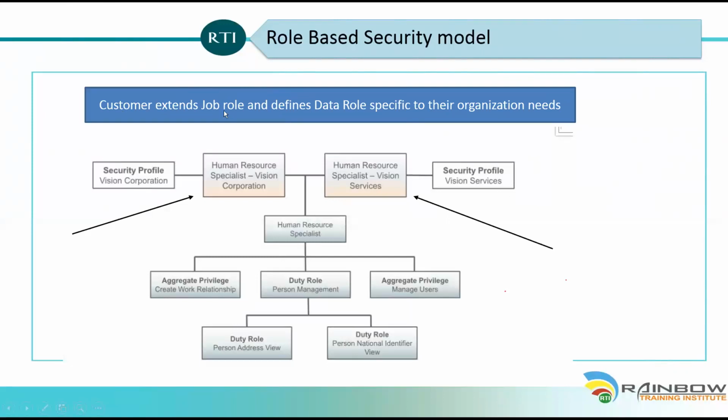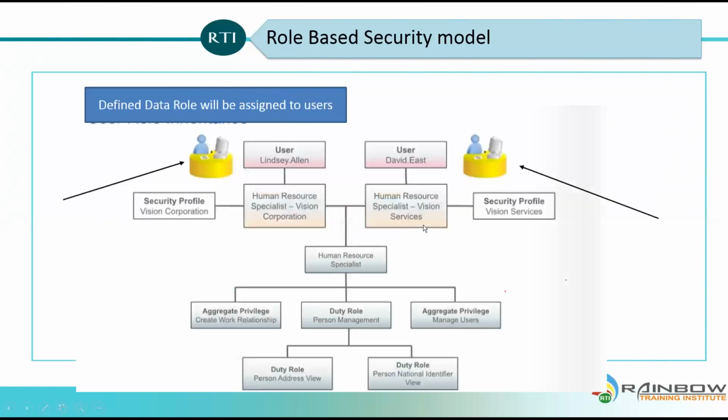So the customer can extend a job role and define a data role specific to their organization's needs. Once you create the data role, we just assign it to the user. So when we assign this data role to Lindsay Allen, it means that Lindsay Allen can have access to all these screens. In all these screens, they can only see the Vision Corporation data. In this case, David East got the Human Resource Specialist Vision Services data role. It means that David East can see all these screens, but only for the Vision Services employees' data. That is how they define the security role. I just gave a simple example here to understand how the security role will work.